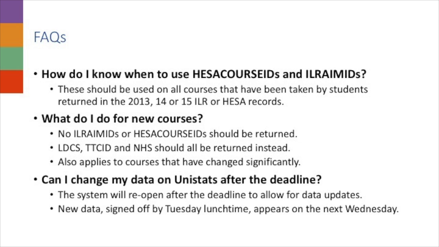The Unistats system remains open throughout the year, so it reopens after the deadline to allow for data updates, but you must meet that final sign-off deadline in order for your data to be included in the Unistats refresh. So new data should be signed off by Tuesday lunchtime, that is before 12 p.m., and it will appear on Unistats on the next Wednesday.